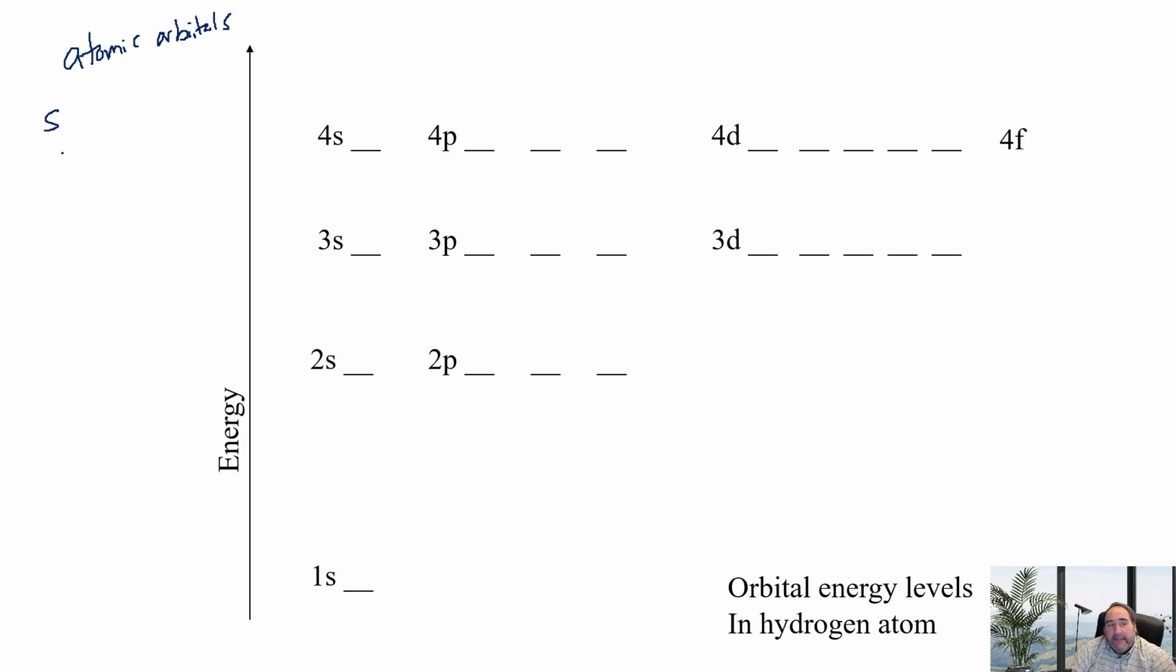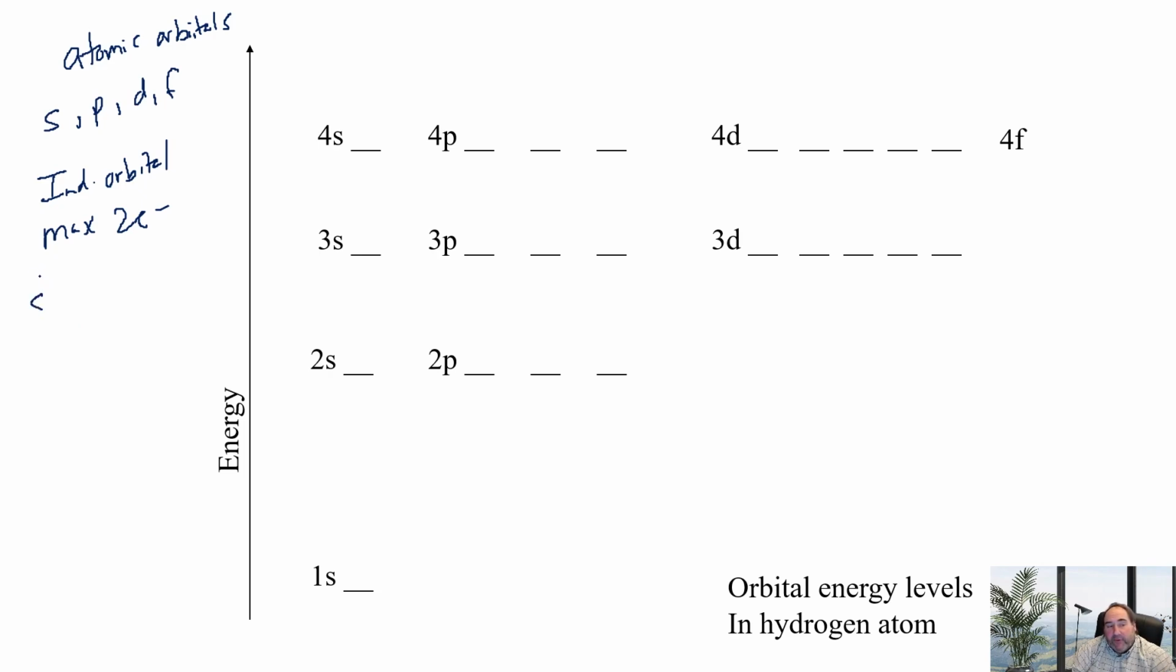There are S, P, D and F orbitals. Remember that any individual orbital can hold a maximum of two electrons. So maximum two electrons for any individual orbital. There's also the idea, as we talked about, of shells, levels, subshells, and sublevels.